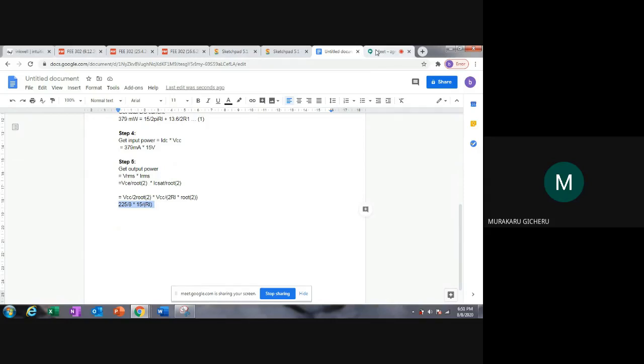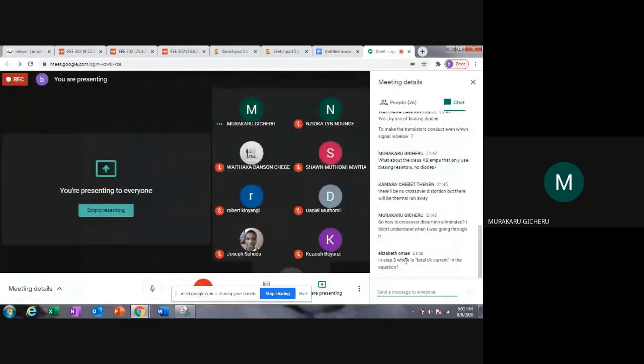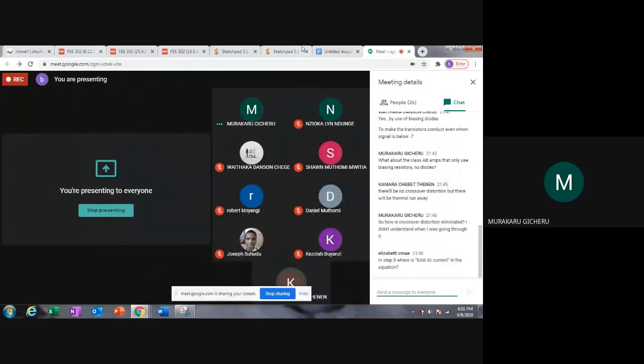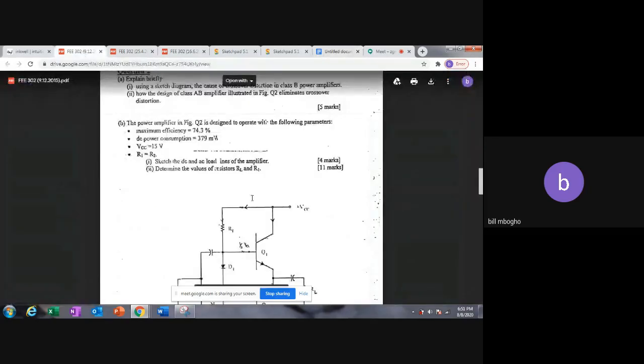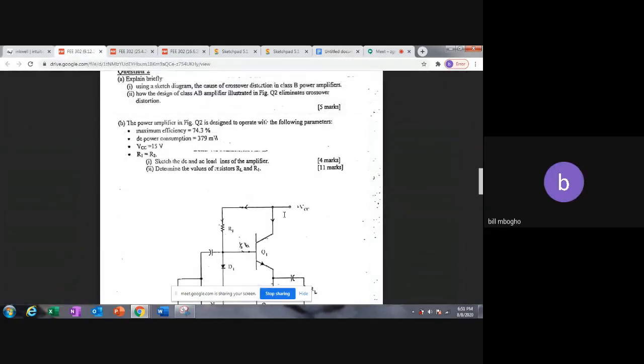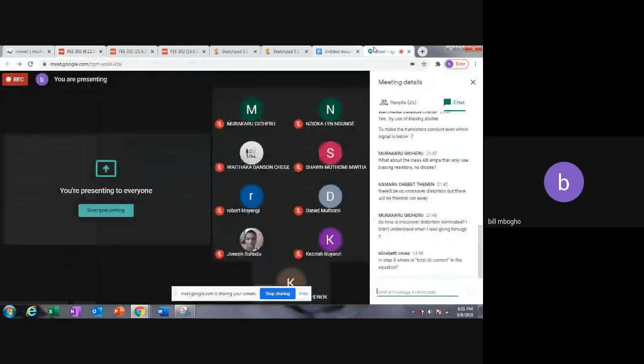A question has been raised concerning step 3. Concerning step 3, where is the current coming in? Step 3, get total DC current. You're doing I bias plus I average. Wait, I think I should get your question better. In step 3, where is total DC current in the equation?